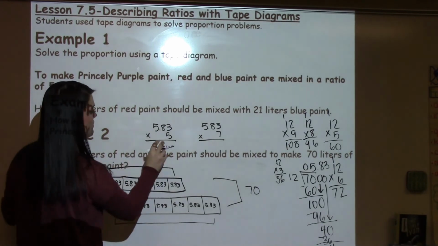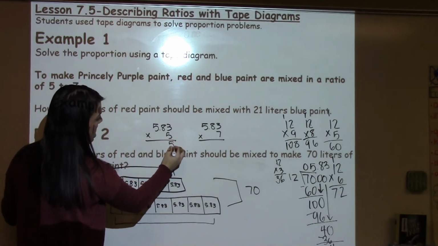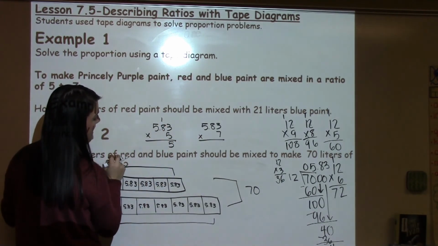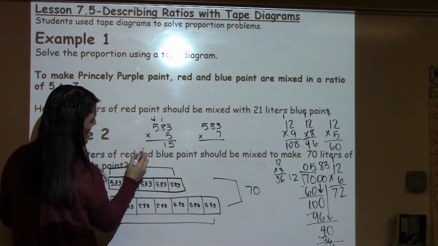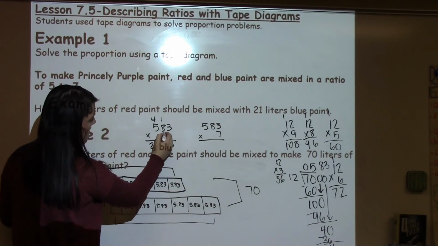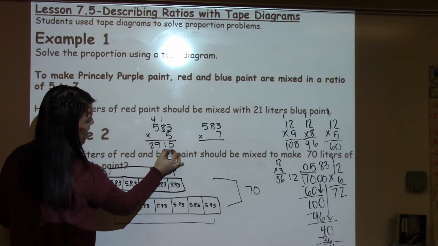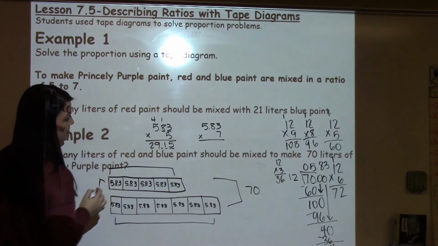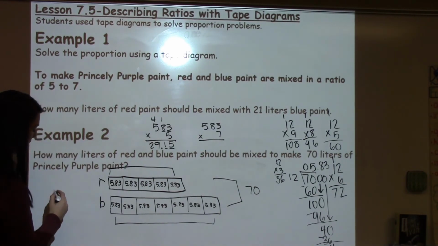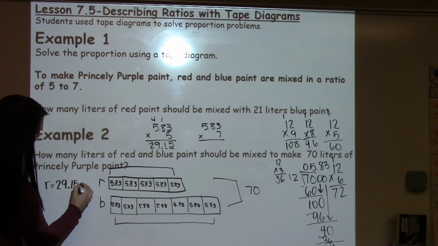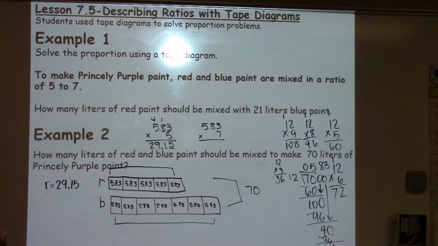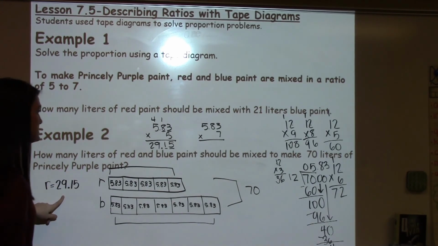So I'm going to go ahead and solve those problems. 5 times 3 is 15. 5 times 8 is 40, plus 1 is 41. 5 times 5 is 25, plus 4 is 29. 2 numbers are behind my decimal in my problem, so I want 2 numbers behind my decimal in my answer. So I know that I need 29.15, or 29 15/100 parts red paint.